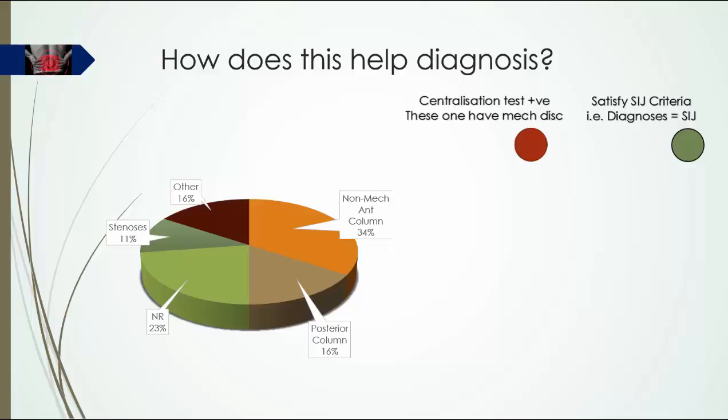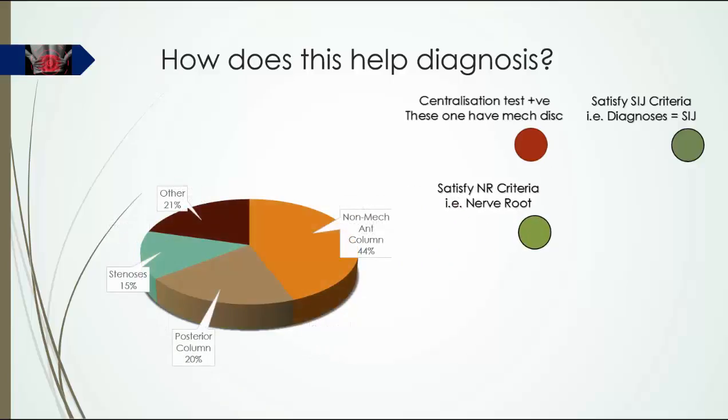Looking now at the cases who are non-centralizers and who do not satisfy criteria for SIJ pain, we can now see the probability of the remaining conditions is higher again. 34% will have non-mechanical anterior column pain, 11% will have stenosis, and 23% will have nerve root pain. It is also true that we are able to identify with reasonable certainty those patients with nerve root pain, so these are removed from the non-specific classification. We now have a much smaller group of patients who remain without a specific diagnosis.